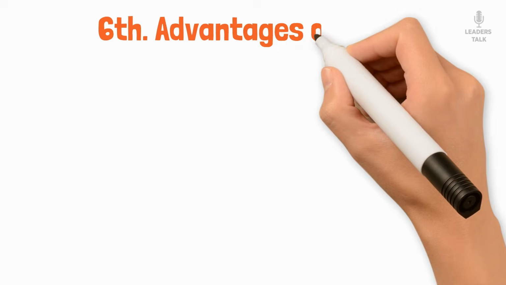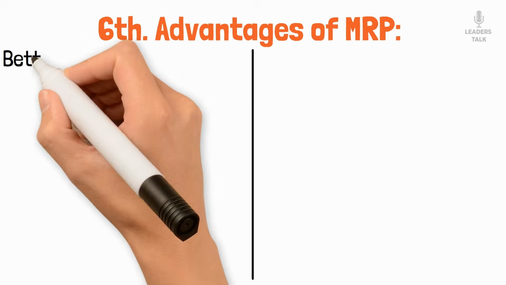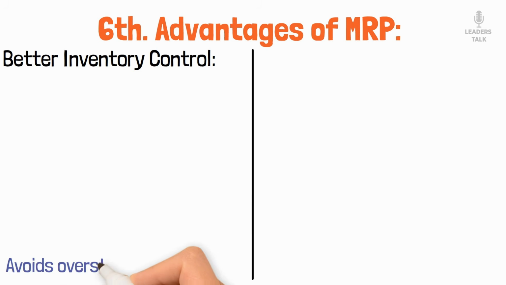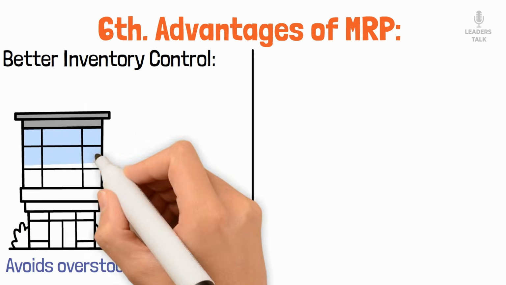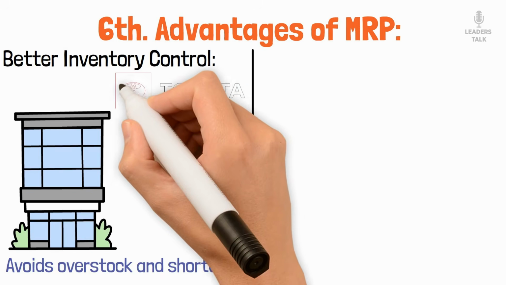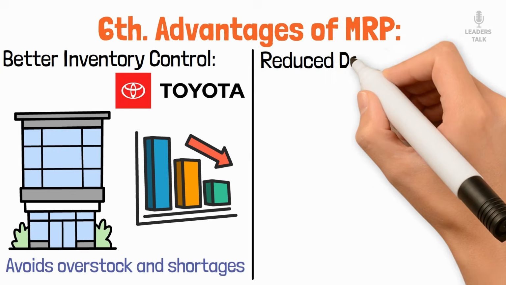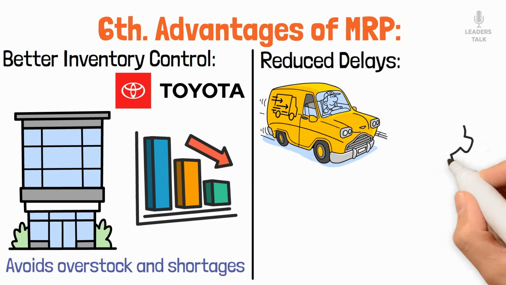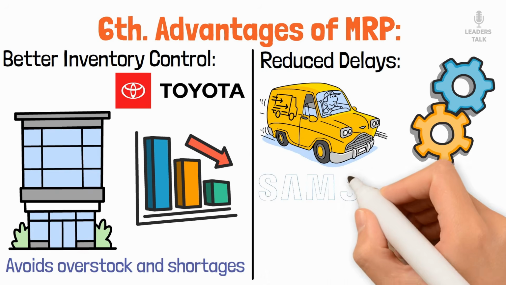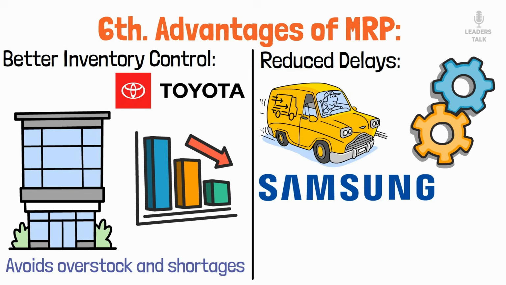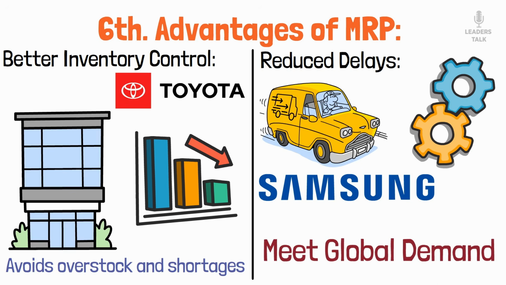Sixth, advantages of MRP: better inventory control, avoids overstock and shortages. Companies like Toyota, during lean manufacturing adoption, minimized inventory waste significantly. Reduced delays, ensures materials are available on time, so production runs smoothly without interruptions. Tech companies like Samsung Electronics rely on structured planning to meet global demand.